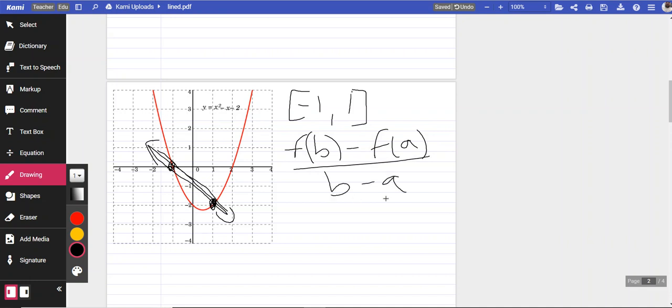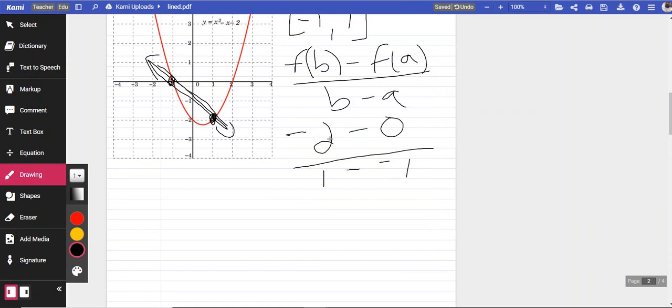So what is that? f of b, if b would be this point right here, f of b looks like it's -2, minus f of a, which looks to be 0, all over 1 minus negative 1. So -2 minus 0 is -2, and then 1 plus 1 is 2. So this is -2 over 2, or -1. The average rate of change is -1 on this interval.